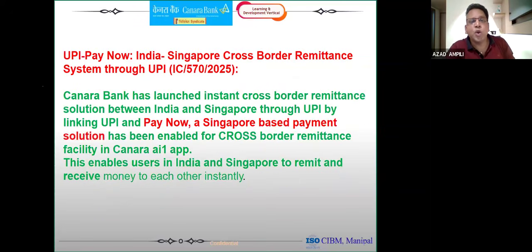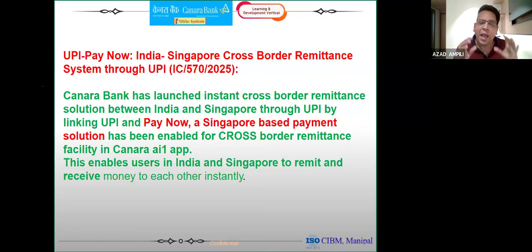Right. See, UPI Pay Now India, Singapore, 570/2025. I will draw your attention. Sir, they can send to India by UPI. See, this is about UPI, ma'am. I will come there for QR code. This is for sending, and non-residents sending to other countries by UPI they can't as of now, but for some countries it's enabled.